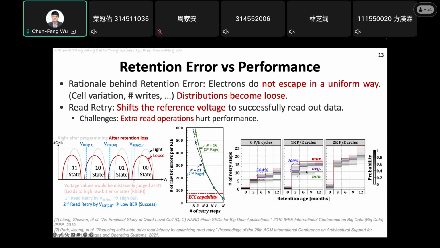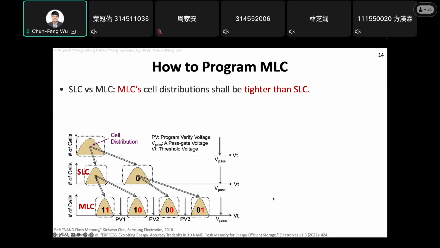Now if you use the SSD a lot and the PE cycle climbs to 1K, which means 1,000 PE cycles, then you just put it there and don't use it for 3 months. Your SSD still needs to do the retry, and the percentage is very close to 100%. It just depends on how many times we are going to retry. For some cells, maybe you only need to retry 6 or 7 times, but for some cells, you need like 15 times. So this shows you that retry happens very frequently in SSD.